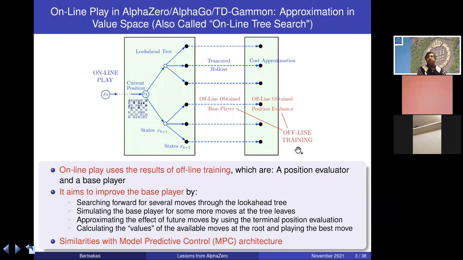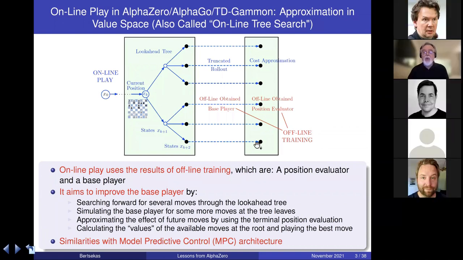So model predictive control is pretty close to this structure, except some of the parts are implemented differently, because model predictive control deals with infinite state and control spaces for the most part, whereas these games deal with discrete state spaces.